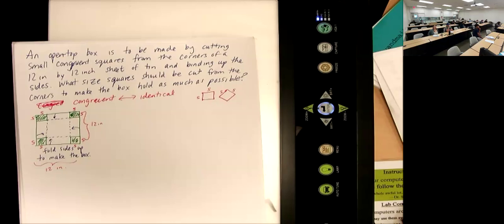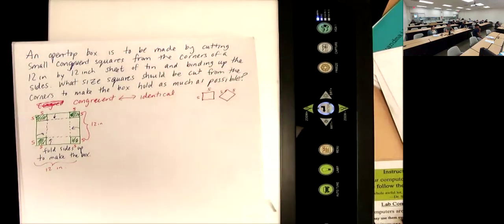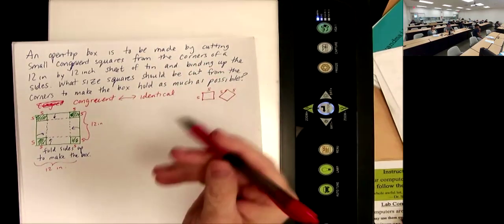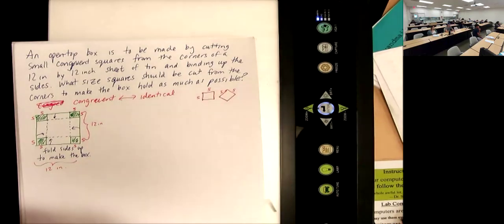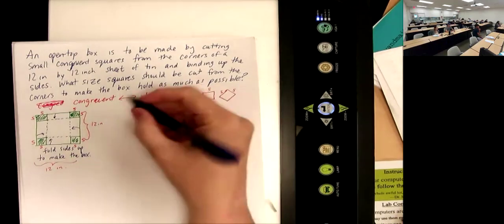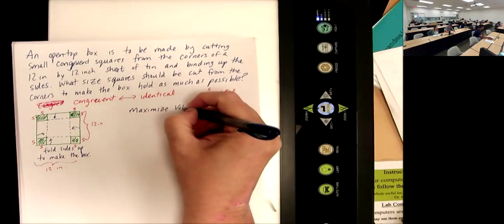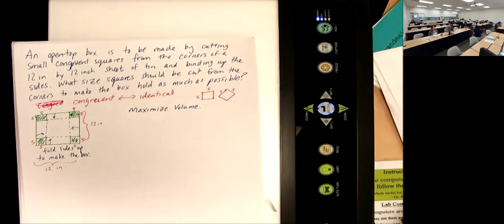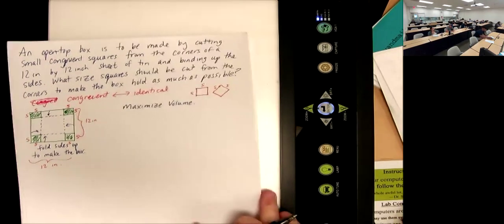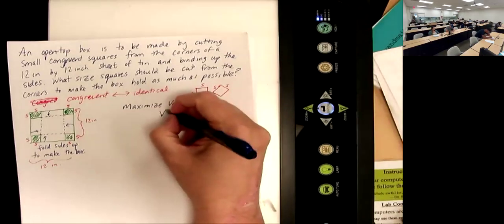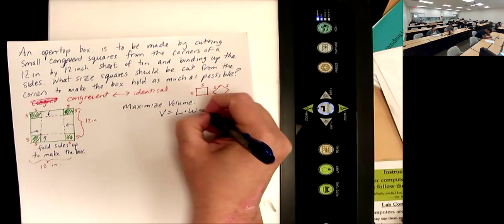That's what's going on, those are going to get removed. What am I trying to find here? What's the maximum area? Well, not necessarily area. Volume. We're looking to maximize the volume. And volume of a box is length times width times height.